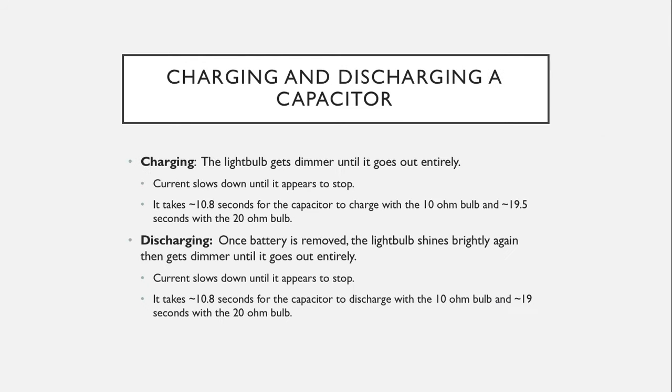In charging and discharging a capacitor, I observed that the light bulb shines brightly and then gets dimmer until it goes out entirely, and the current slows down until it appears to stop. It took about 10.8 seconds for the capacitor to charge with the 10 ohm light bulb and about 19.5 seconds with a 20 ohm bulb. And then likewise for the discharging process to occur, it took about 10.8 seconds with the 10 ohm bulb and 19 seconds with the 20 ohm bulb.